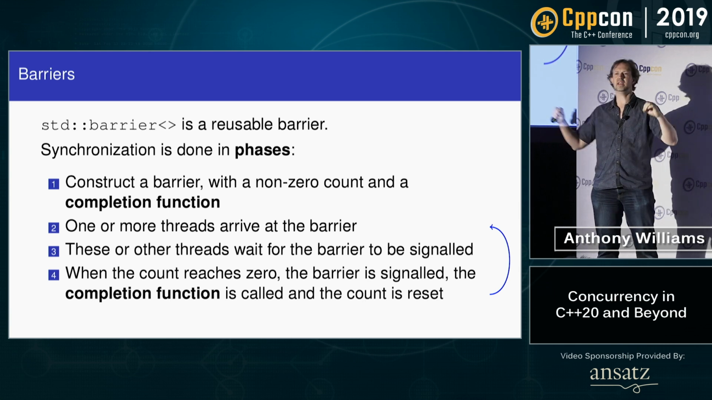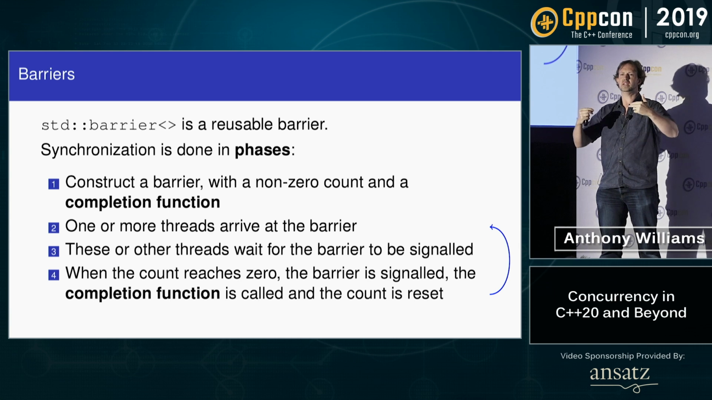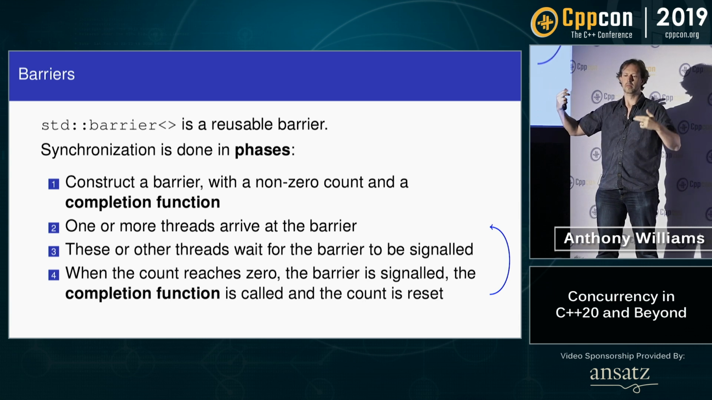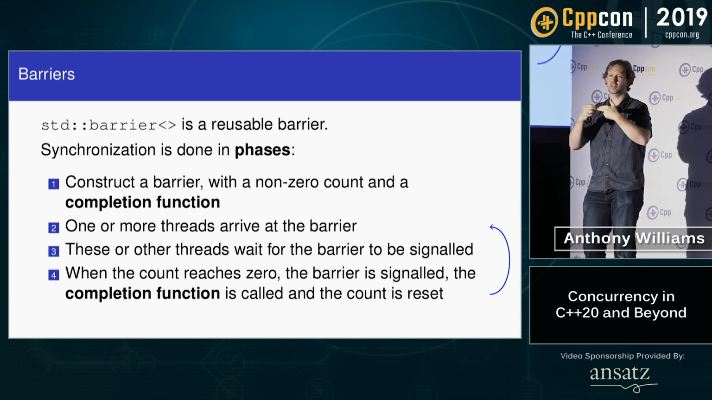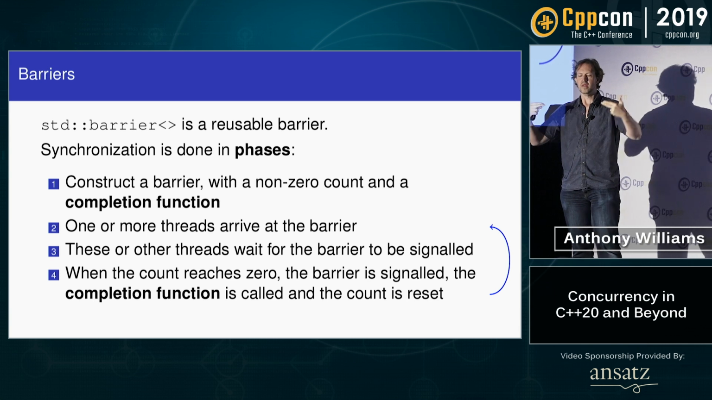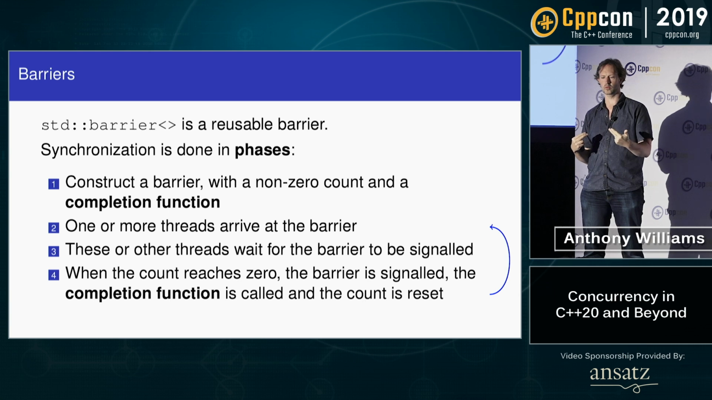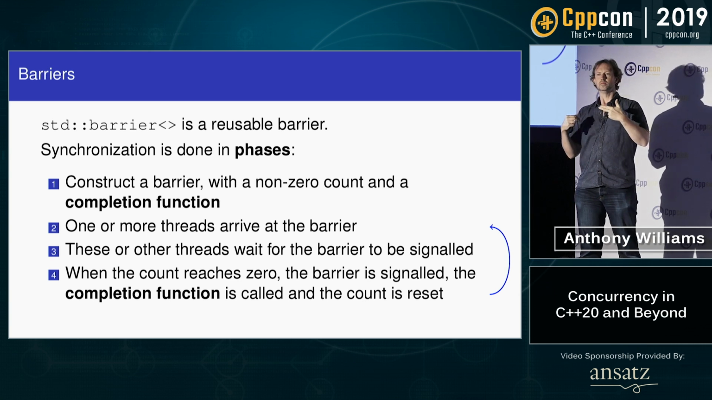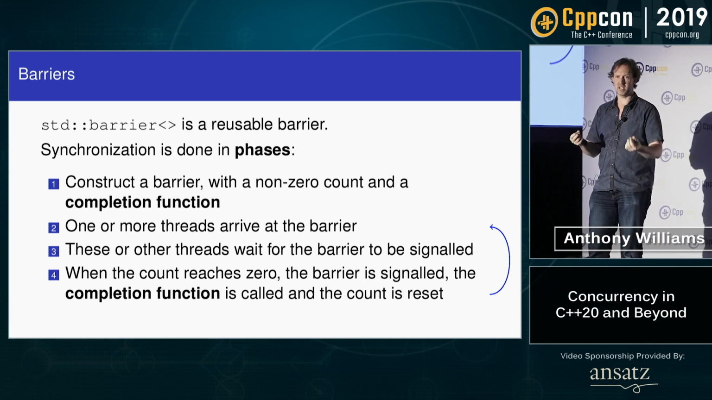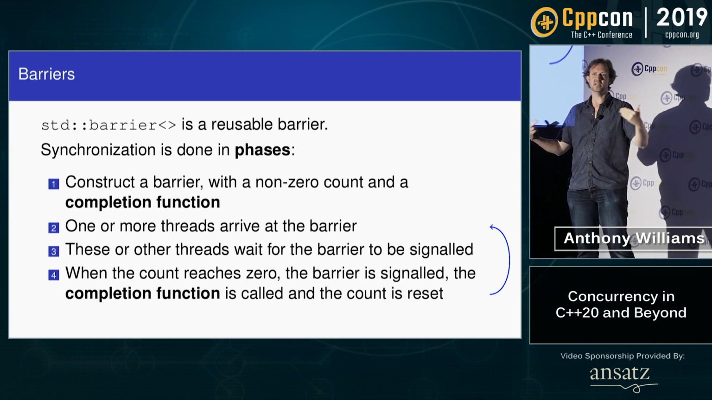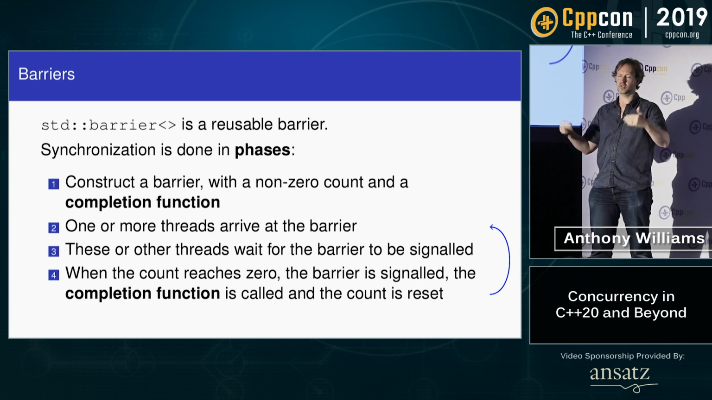And in any given phase, you're waiting for a number of threads to arrive at the barrier, and that number is the number you specified in your count. When these threads arrive at the barrier, they wait for the barrier to be signaled. And then when the count reaches 0, we start the end phase, so at the end of our phase.